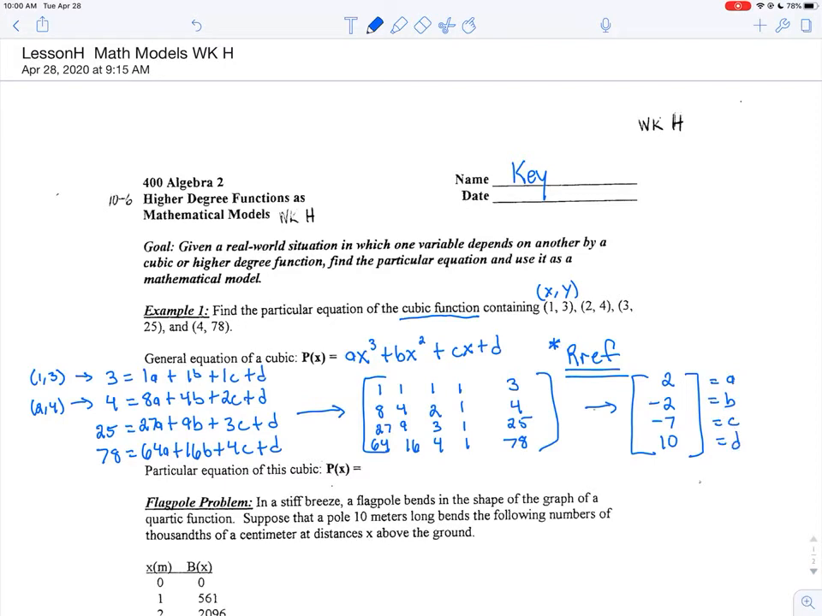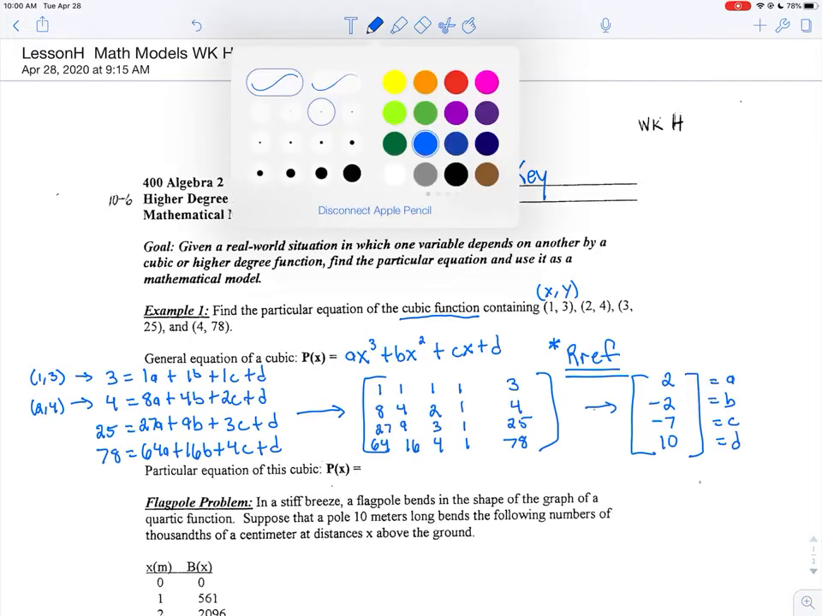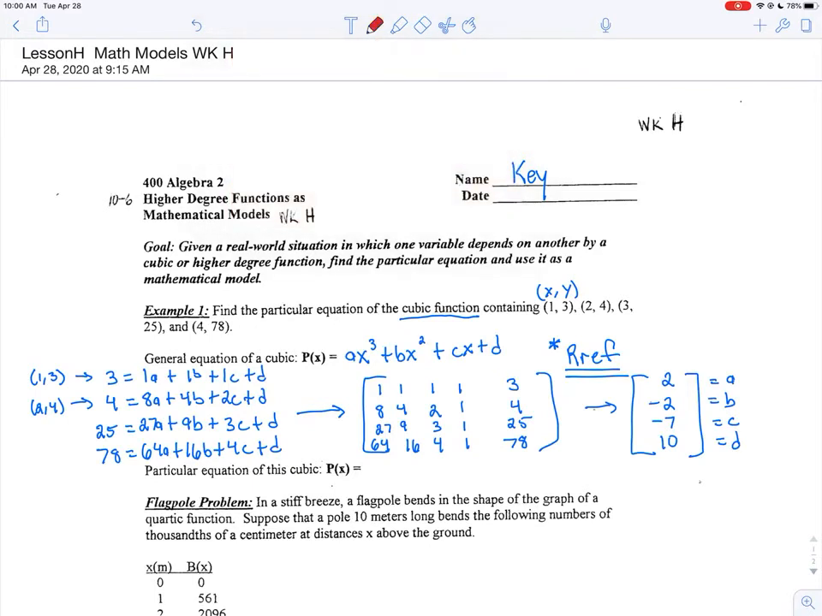So if we put that all together at the end here, what we just got, this P of X equals, A is 2, so we have 2x to the third minus, because of the negative, so minus 2x squared minus 7x plus 10. So matrices, obviously we spent some time with them first semester. They're going to come back and help us on these real world problems.